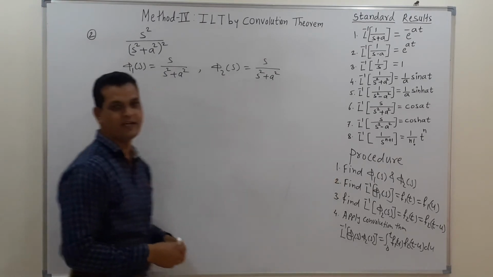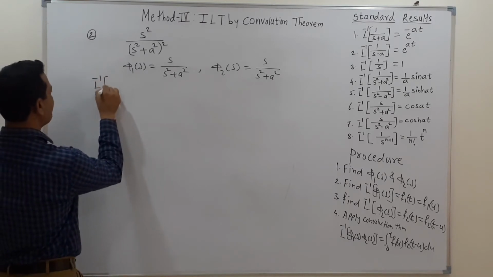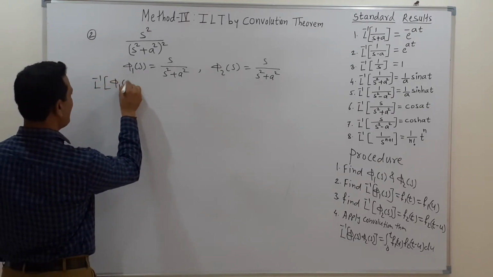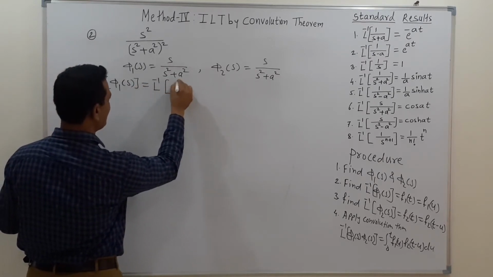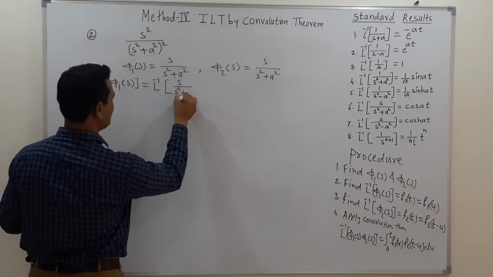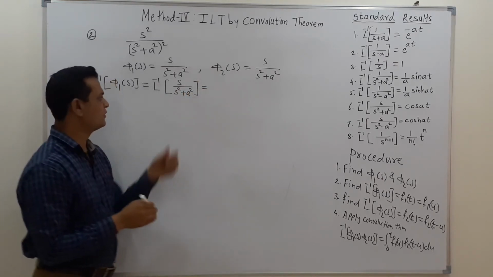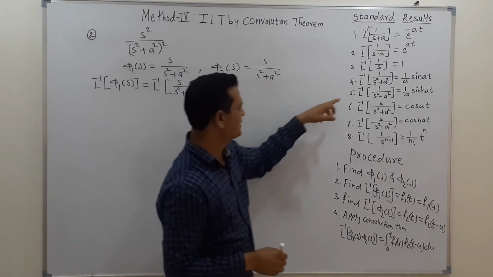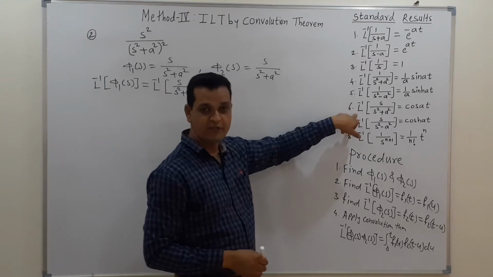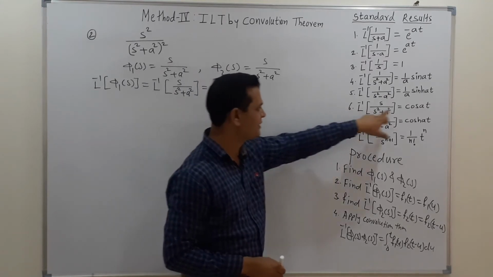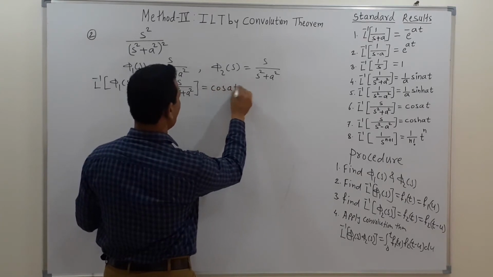Now second step: find the inverse Laplace transformation of phi 1. So if we find the inverse Laplace transformation of phi 1 of s, we get the inverse Laplace transformation of s upon s square plus a square. Now friends, we know that this is a standard result, our standard result number 6, which is cos of at. So we can write this as cos of at.